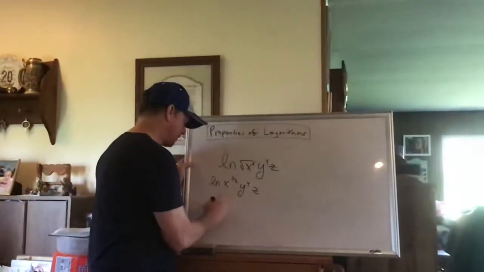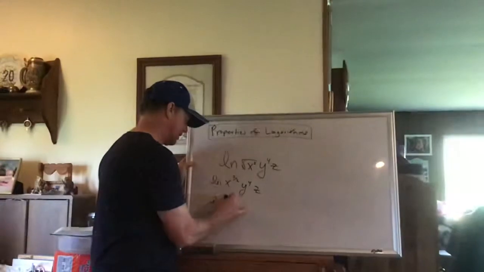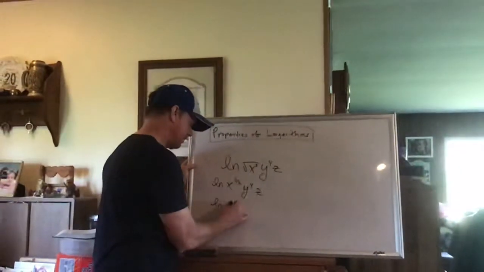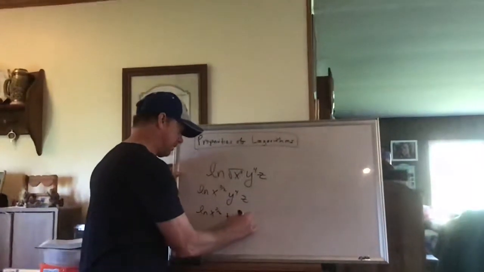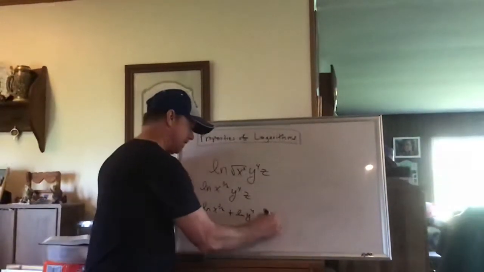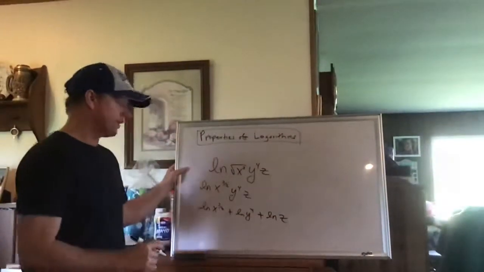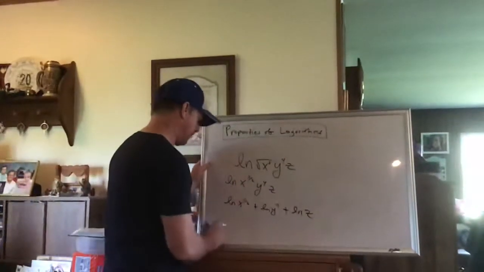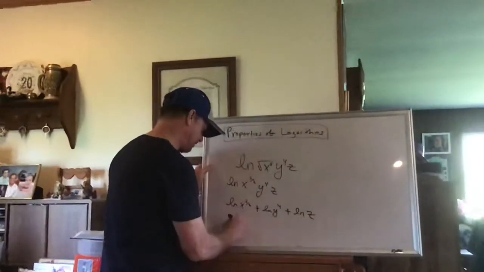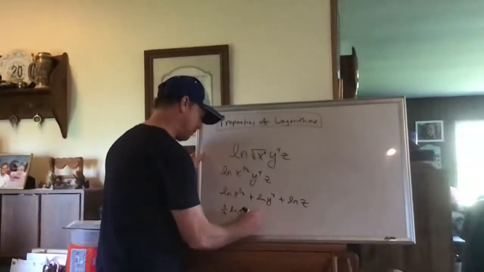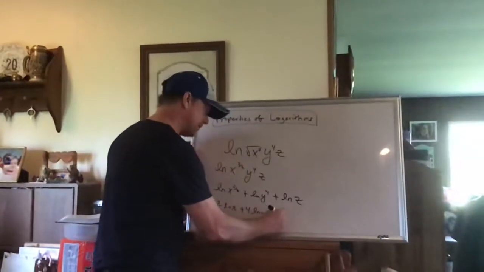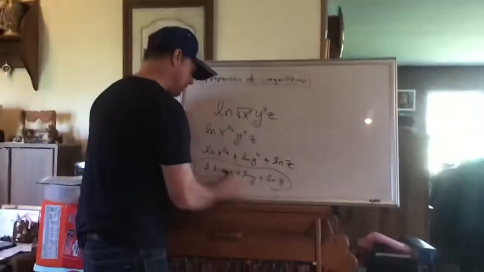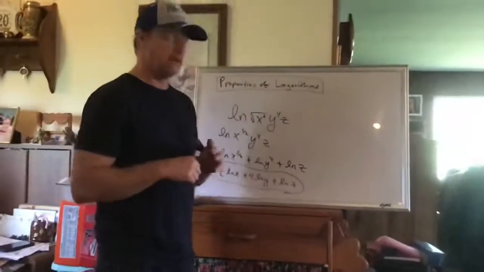So we're going to have the natural log of x to the 3/2 plus the natural log of y to the 4th plus the natural log of z. And then we're going to throw exponents out in front, and that's going to be our answer. So we're going to have 3/2 natural log of x plus 4 natural log of y plus the natural log of z. And that is our answer.